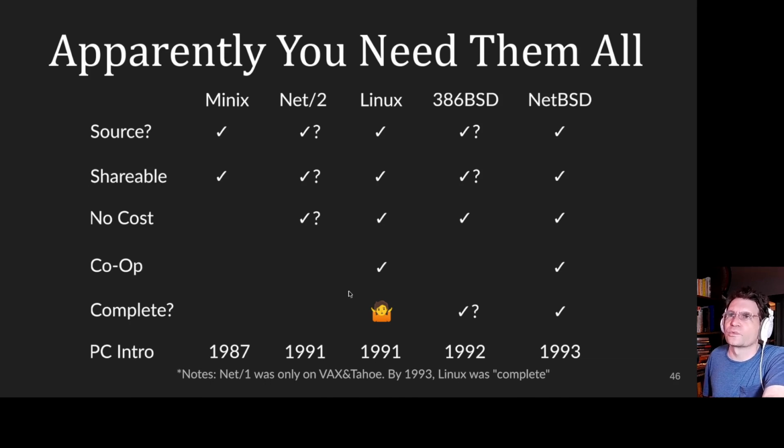This is an important one. This was an early one that I made. Essentially, the idea is that you need the source to be available. It needs to be shareable. It needs to be at no cost. It needs to be cooperatively developed. It needs to be a complete operating system. And at this point we're referring to, 92 or 93, only one kind of had it all. It's questionable whether Linux was complete or not. So yeah.